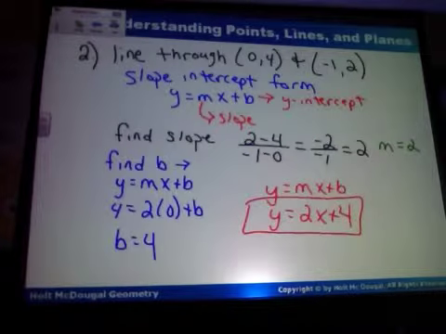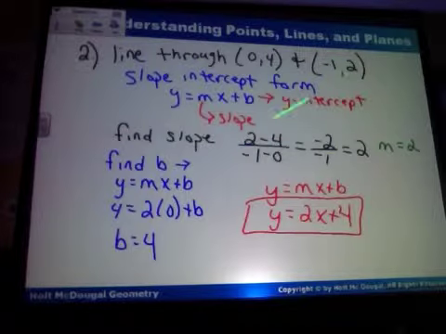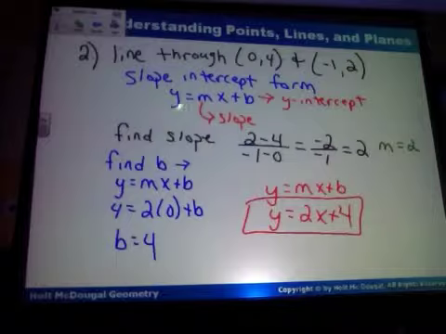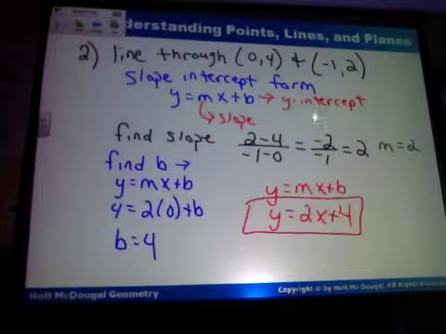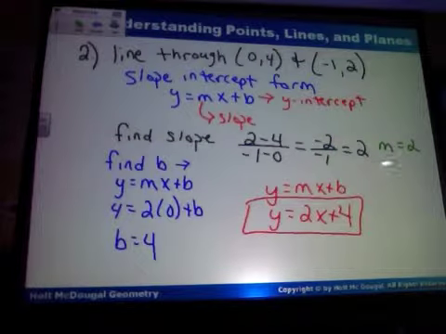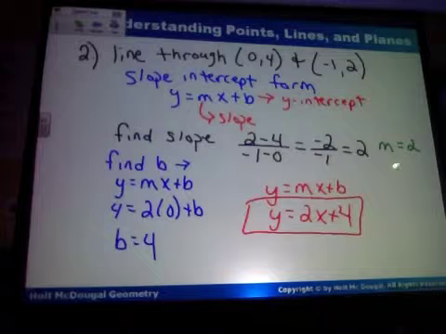Number 2. We're going to write it in the slope-intercept form, and we're given 2 points, point 0, 4 and point -1, 2. So, first, in order to put it in the slope-intercept form, you need to identify what your slope is and what your y-intercept is. So use your slope formula, substitute in, therefore slope is 2.